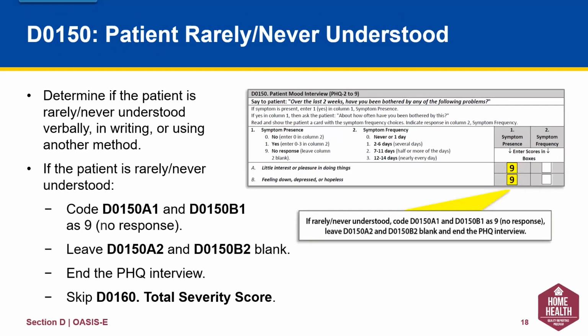It's important to determine if the patient is rarely or never understood, verbally, in writing, or using another method. If the patient is rarely or never understood, you would code D0150 A1 and B1 as 9, no response. Leave D0150 A2 and B2 blank in the PHQ interview and skip D0160 total severity score.